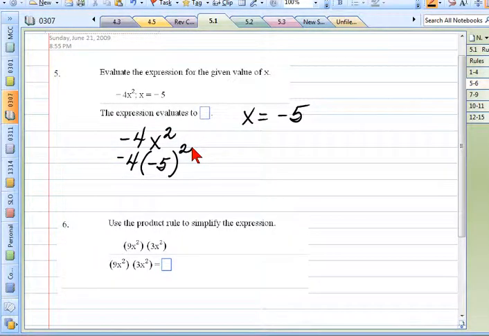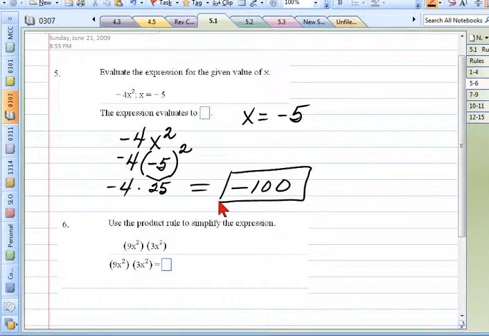Okay, now order of operations. What will I do first? I will use the exponent, so that'll be 25. And what's -4 times 25? -100. So the thing to remember from this problem is that when you substitute a value in, make sure you put it in parentheses. Why 25? -5 times -5 because of the squaring. Negative times negative will give me positive. 5 times 5 is 25.